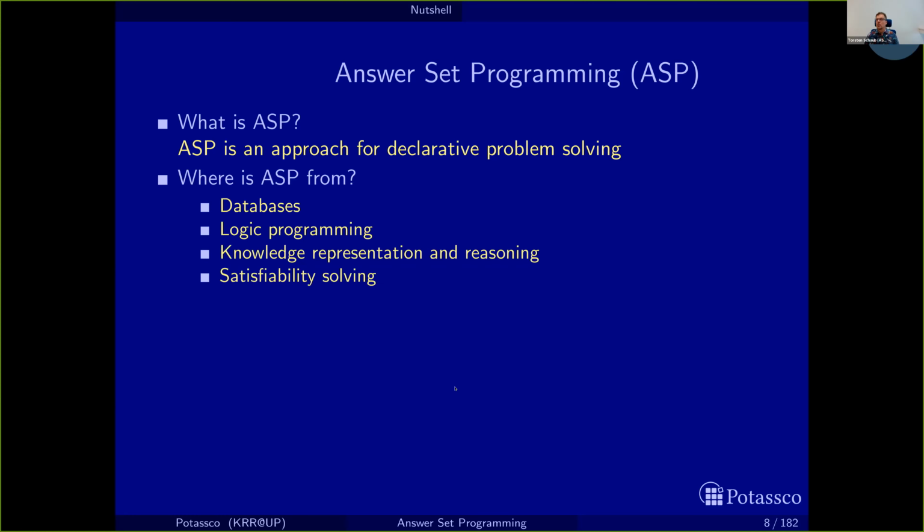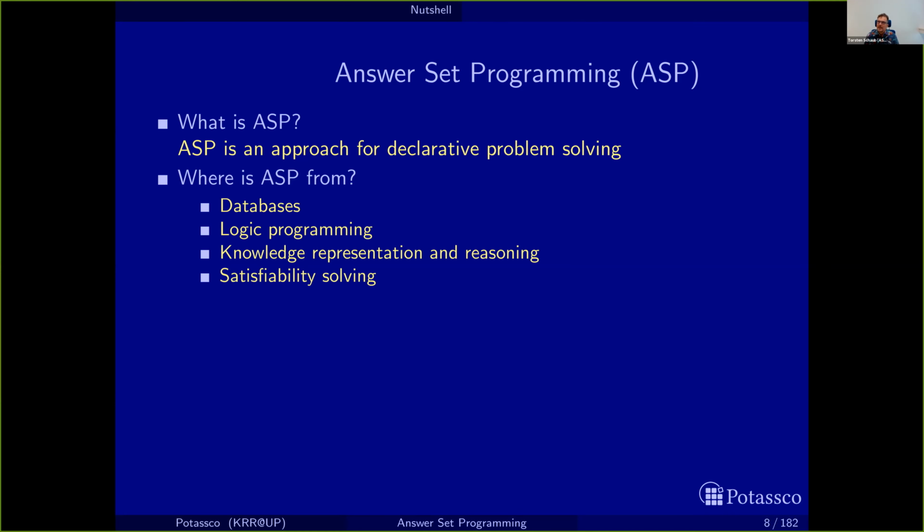And where does ASP come from? You can say that ASP has 4 mothers. Databases, in particular deductive databases, and logic programming, where actually the stable model semantics, which is the formal semantics used in ASP, comes from. It was originally proposed as a semantics for Prolog. Then knowledge representation, and notably non-monotonic reasoning. After all, we are now here at the KR conference, and this is where this comes from.